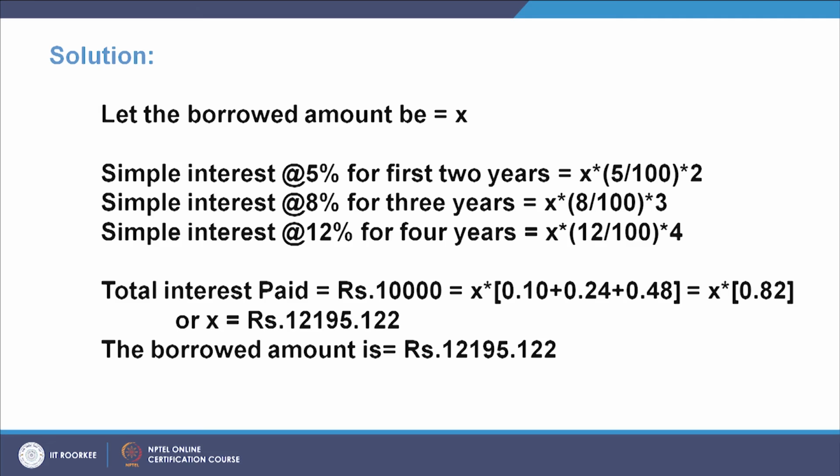Now, the solution: let the borrowed amount be X. So, simple interest at the rate of 5% for first 2 years is X into 5 divided by 100 into 2. Simple interest at the rate of 8% for 3 years is equal to X into 8 by 100 into 3. Simple interest at the rate of 12% for 4 years is equal to X into 12 by 100 into 4. So, total interest paid is 10,000. So, we sum up these values and we can calculate the value of X, which comes out to be 12,195.122.